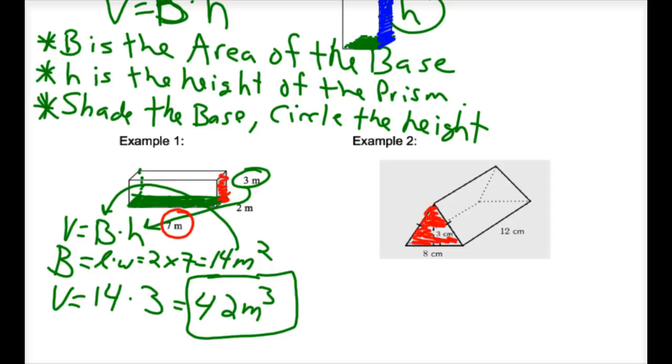You cannot shade in that bottom rectangle. Sloppy is fine. It does not have to be perfect. And then, what number gets circled for the height? The 3 or the 12? 12. Why the 12? Because it's not the base. Right, because if you stand it up, it's 12 centimeters tall.